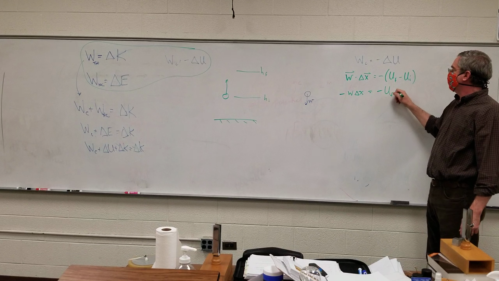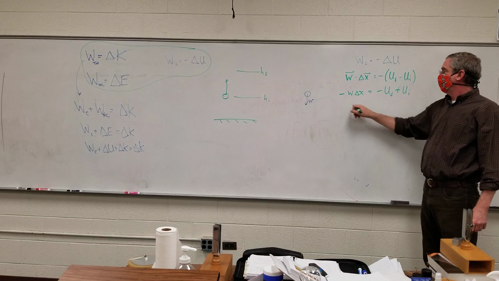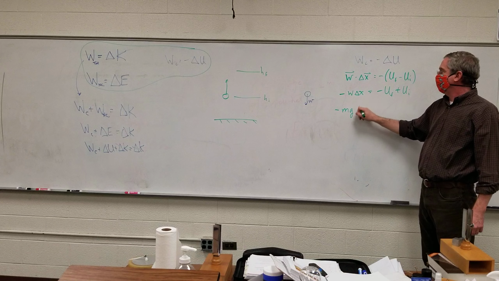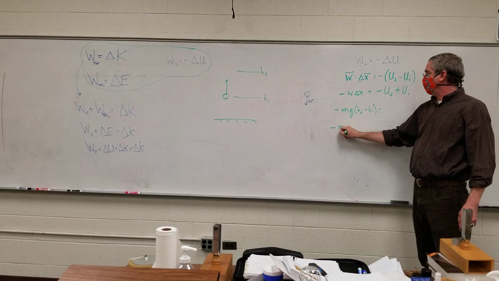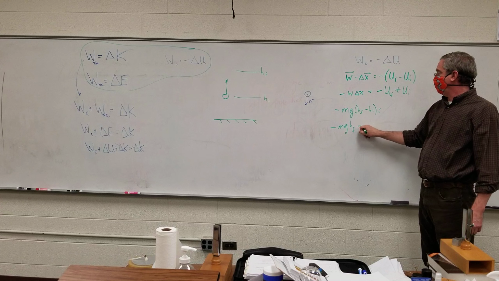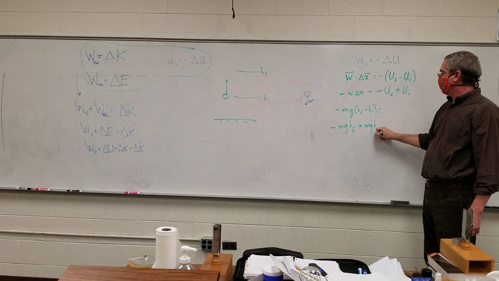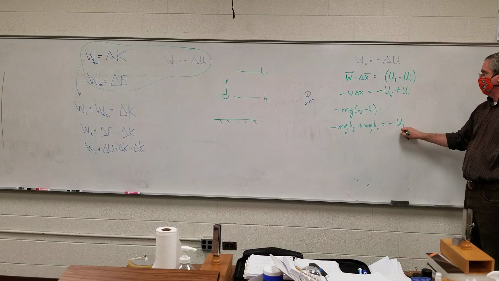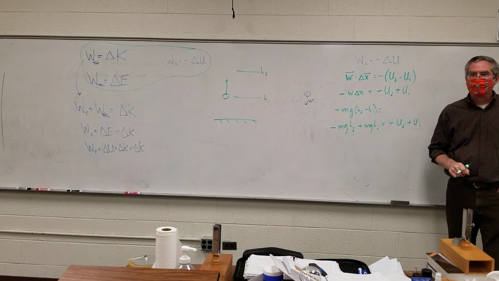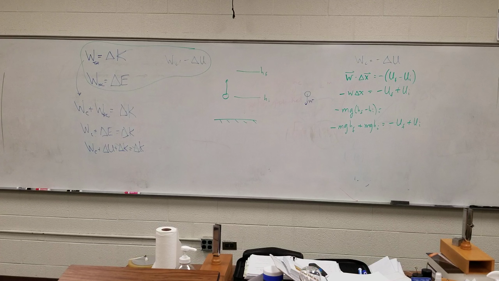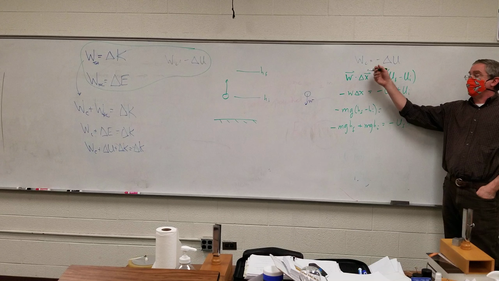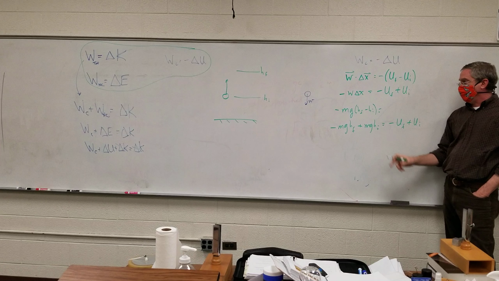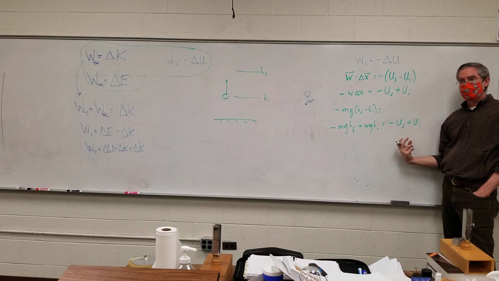which is negative U final plus U initial. And so this becomes negative mg(H final minus H initial), or negative mg H final plus mg H initial, and that's equal to negative U final plus U initial. So we started with the definition of what work is, and with minimal hand waving, we got to this formula right here. Now applying this specifically to this case, we have this relationship here.